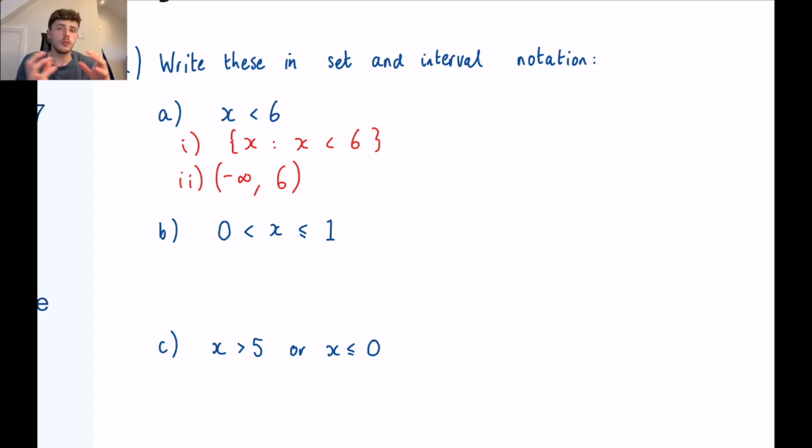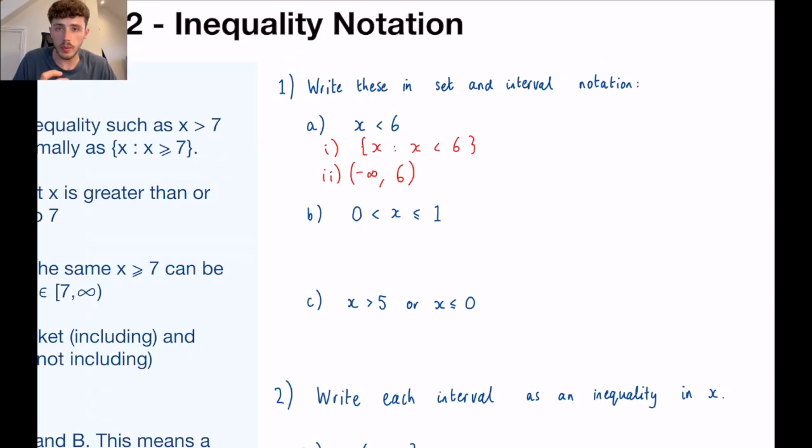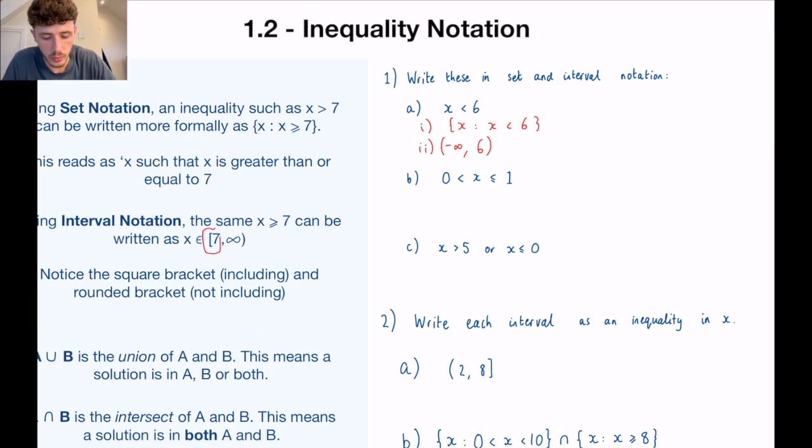And when we use infinity or minus infinity, it's always a rounded bracket, because technically infinity isn't a value, so it can't be included, which is what a square bracket would mean, as you can see in this example here.